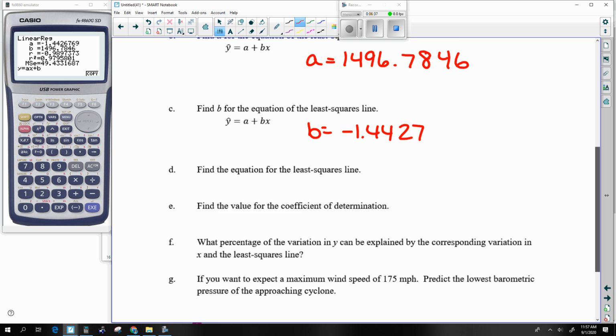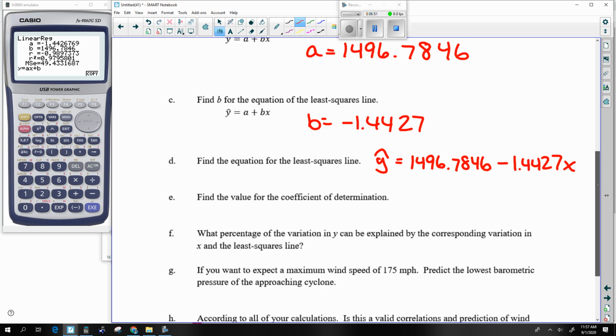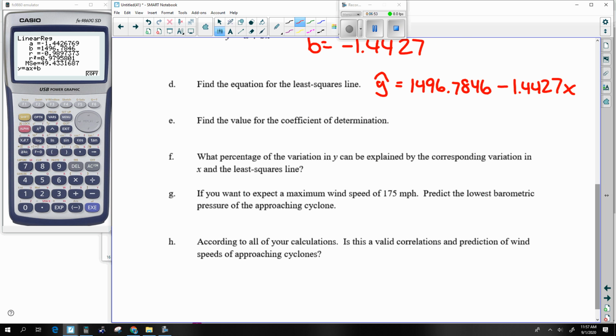making the formula y hat is equal to A plus, or in this case minus, BX. Y hat is equal to A plus BX. What's the coefficient of determination? R squared is equal to 0.9796, excuse me, 0.9796. What percentage of Y can be caused by a variation of X? That's 97.96%.